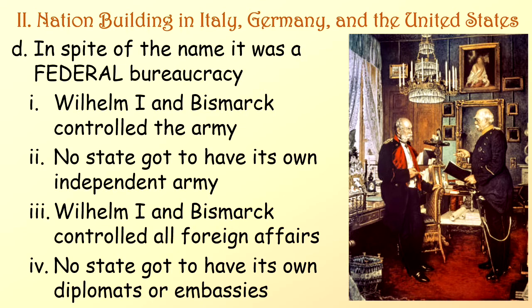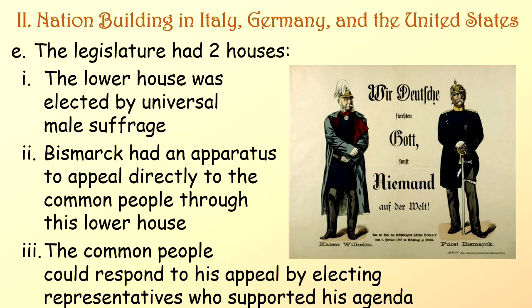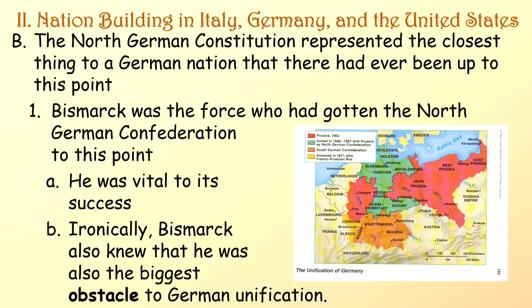No state got to have its own independent army. Wilhelm I and Bismarck controlled all foreign affairs. No state got to have its own diplomats or embassies. The legislature had two houses. The lower house was elected by universal male suffrage. So Bismarck therefore had an apparatus with which to appeal directly to the common people through this lower house. The common people could respond to his appeal by electing representatives who supported his agenda.